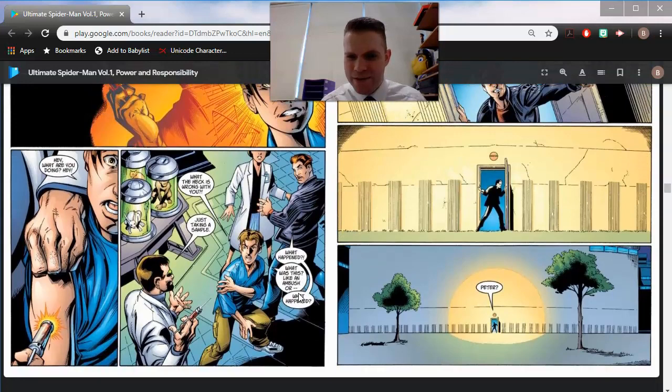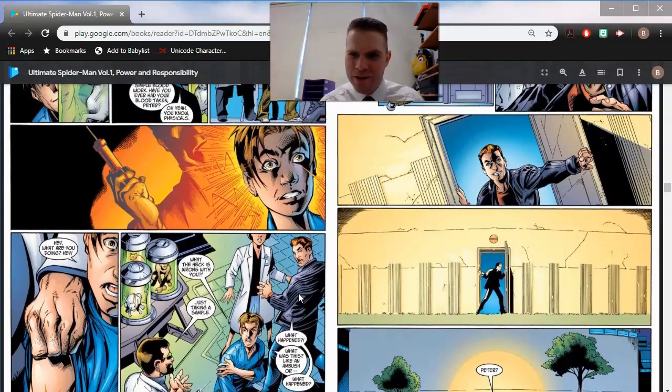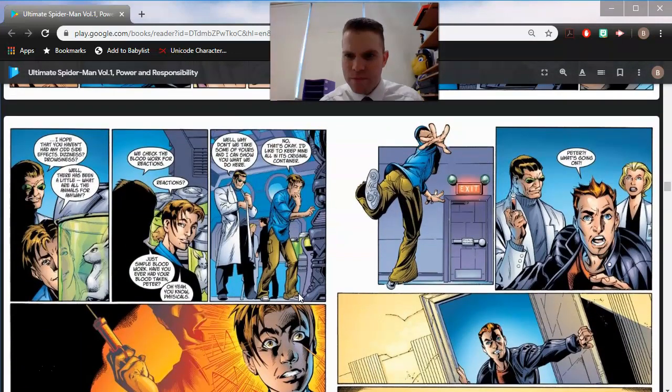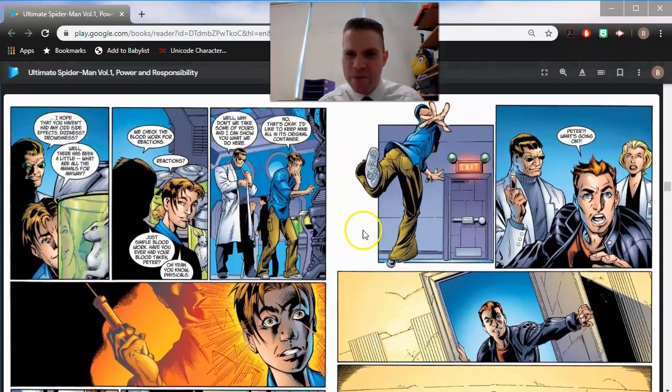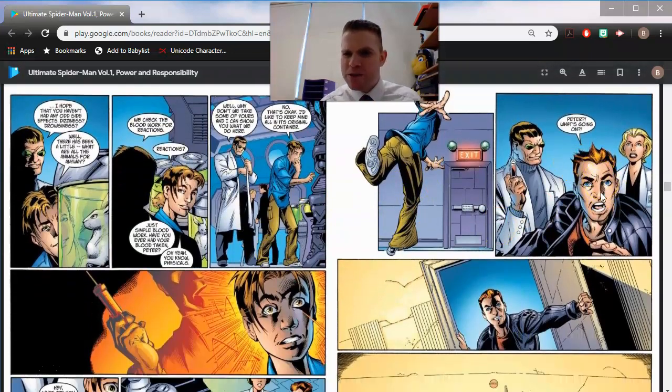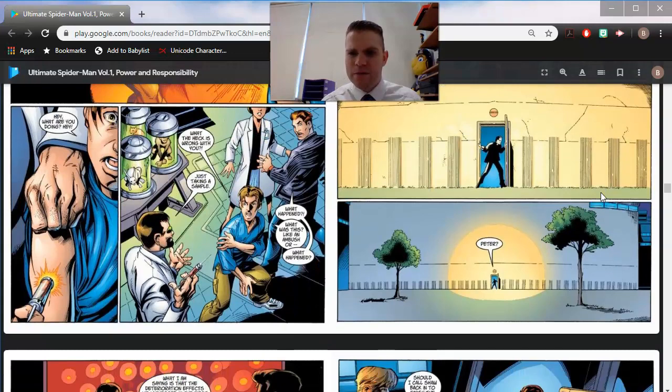I'm just looking back at this image, seeing if I can see anything new in it this time around. Oh, I missed the line right there. So, Peter goes out the exit. Harry says, Peter, what's going on? Peter?